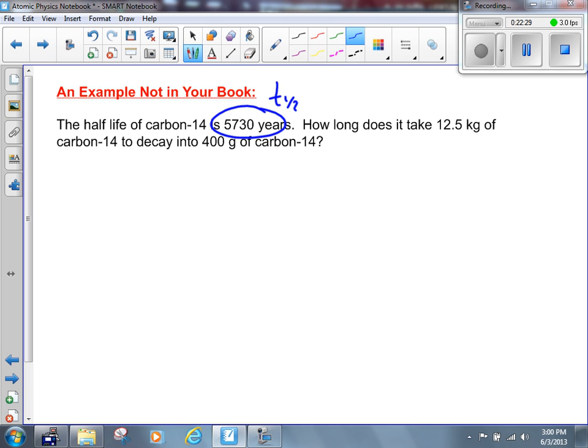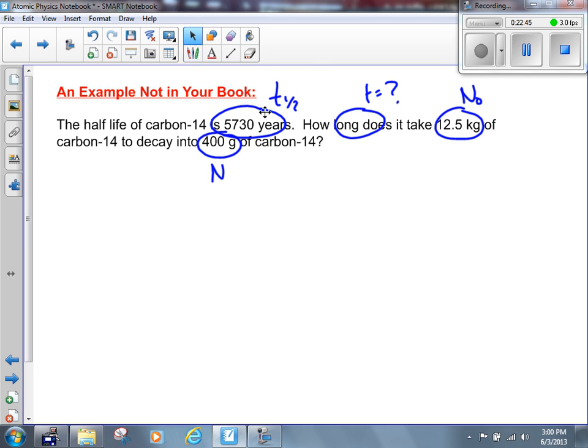How long does it take? That's going to be t that we're looking for. 12.5 kilograms of carbon-14, that's going to be my original amount, to decay into 400 grams of carbon-14. That's going to be my final amount. Now, I'm going to circle the grams and the kilograms, not because either one of them is an odd unit in this context, but simply because I have to make sure that I'm consistent and use either grams or kilograms throughout the question.